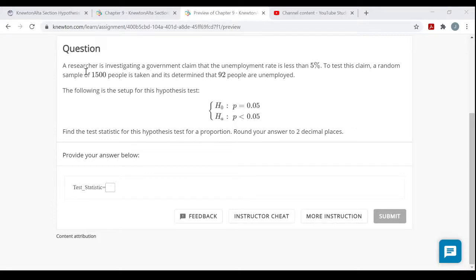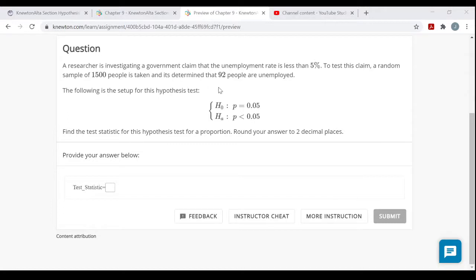Okay, so here a researcher is investigating a government claim that the unemployment rate, probably for the whole country, the entire population, is less than 5%. To test this claim, a random sample of 1,500 people is taken, and it is determined that 92 of those are unemployed. So in this particular question, being unemployed is our success, as weird as that might sound.